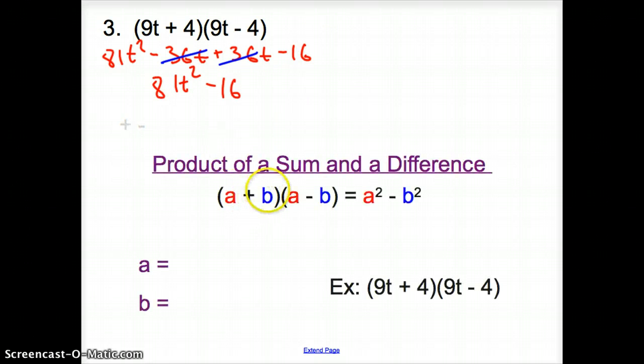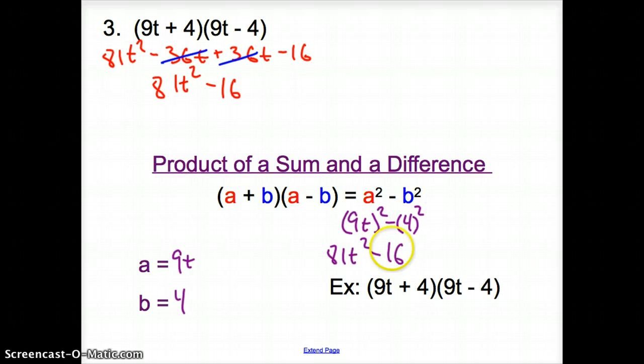Now, how do we do it the short way, the product of a sum and a difference? Well, we have our A is 9t, and our B is just a 4, not that negative 4, just a 4. So, 9t, that is being squared, minus our B, which is also being squared, so it comes up with 81t squared minus, now it's just the 4 that is being squared, so it's minus 16. Again, here is the same as here.